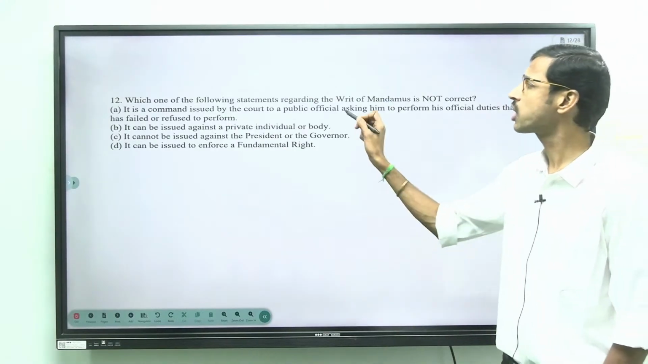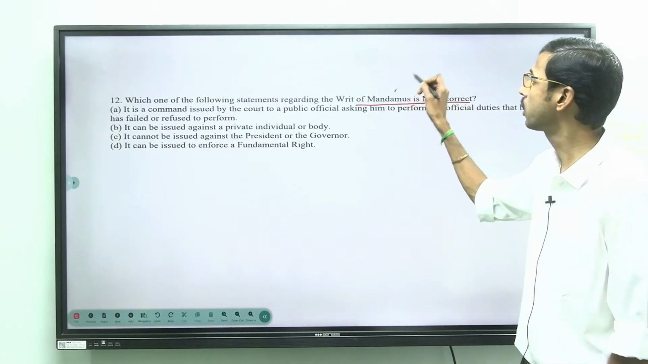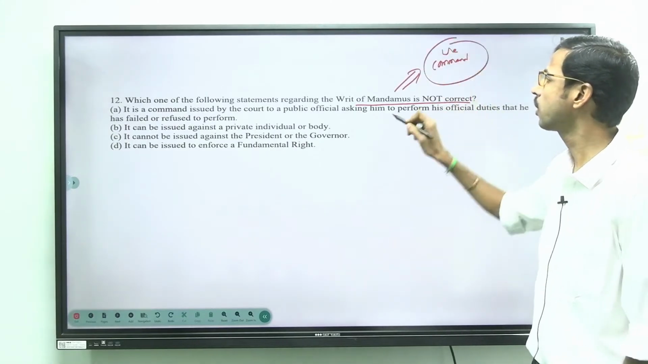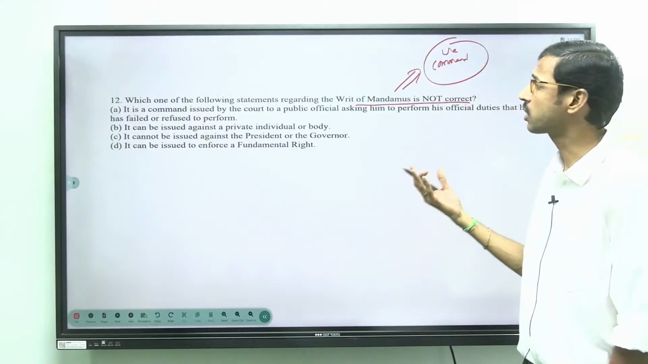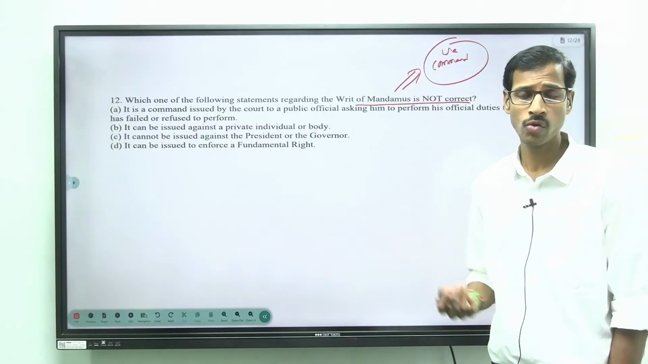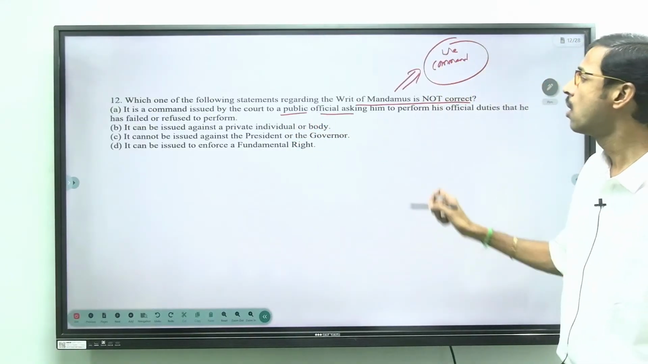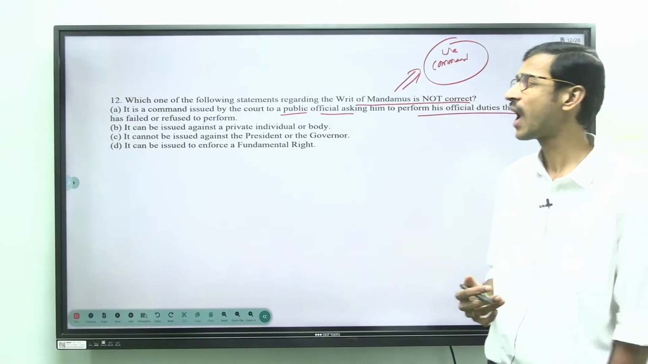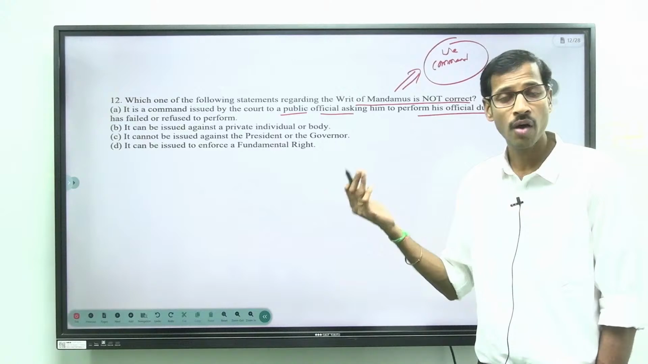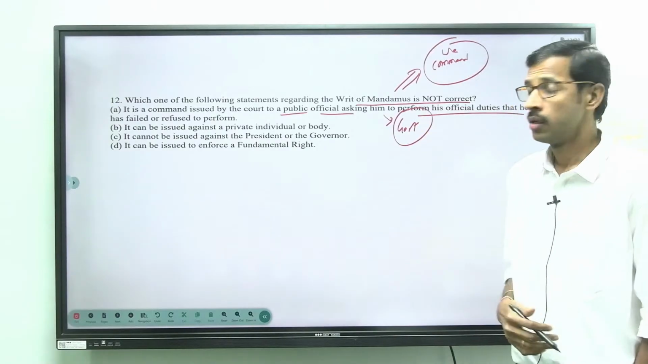Which one of the following statements regarding the writ of mandamus is not correct? Here writ of mandamus means we command, right? That is the meaning of mandamus here. Thus it is completely related to public officials, whether they are doing the work or duty of their responsibility or not, right? It is a command issued by the court to a public official asking him to perform his official duties that he has failed or refused to perform, whether it is a public duty or public official, and it can be issued even against the government also, right?